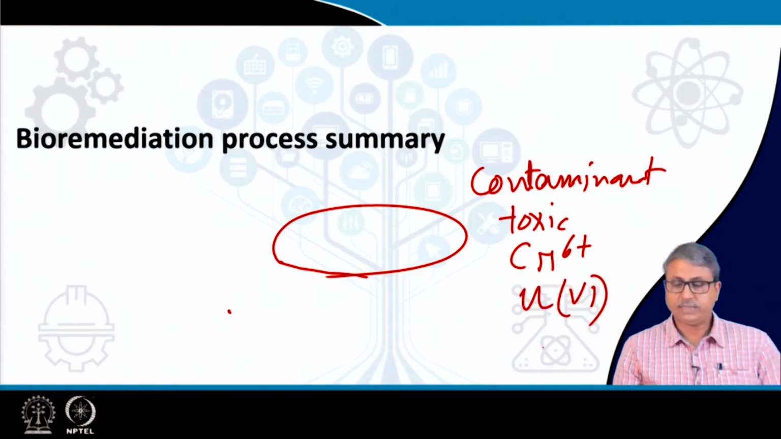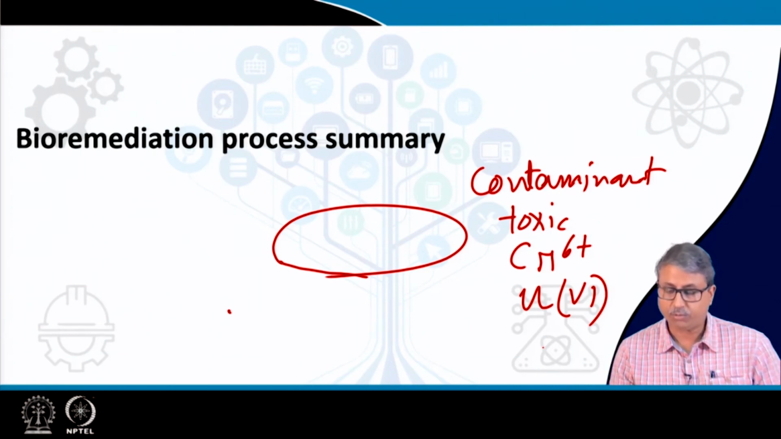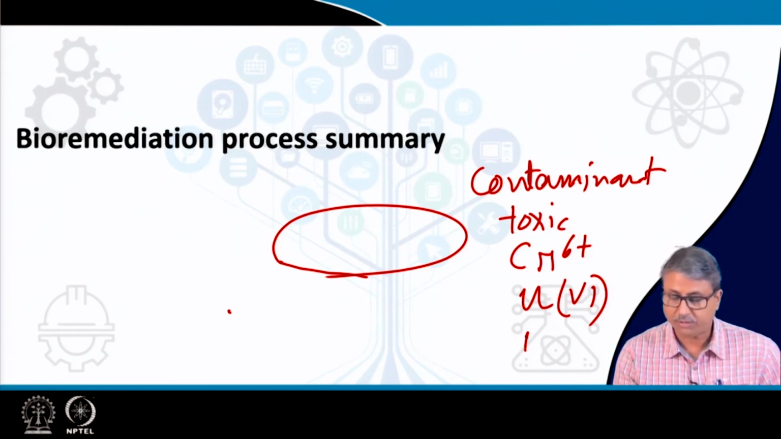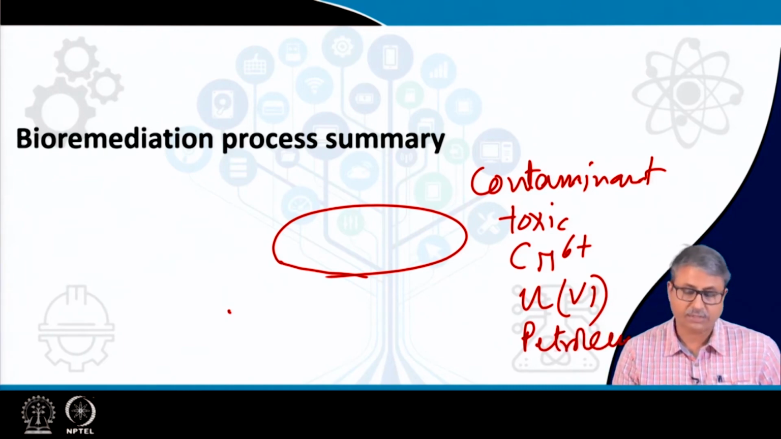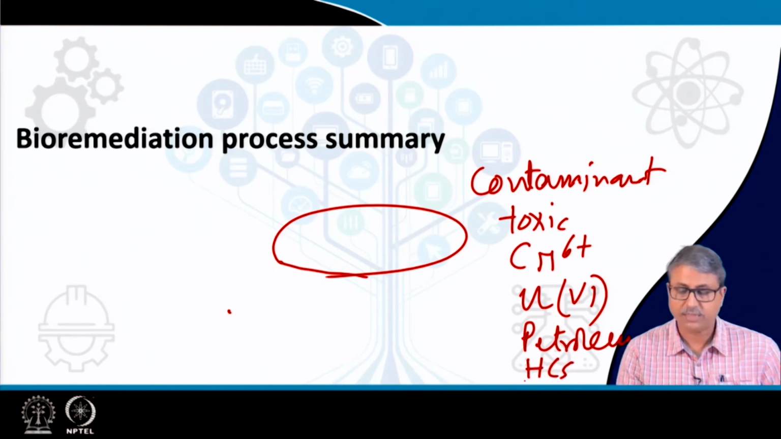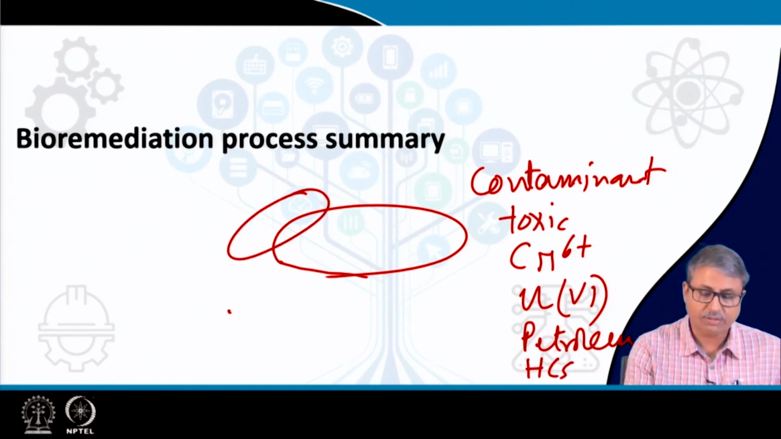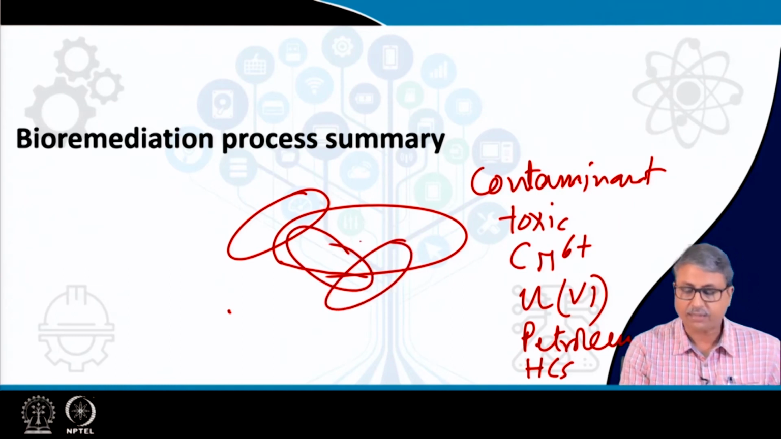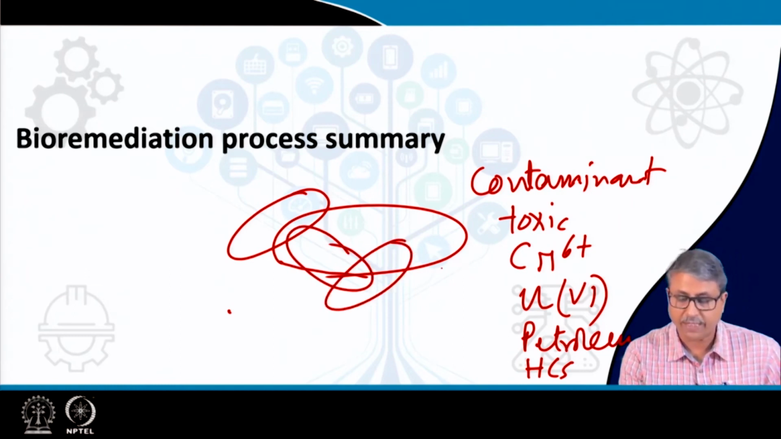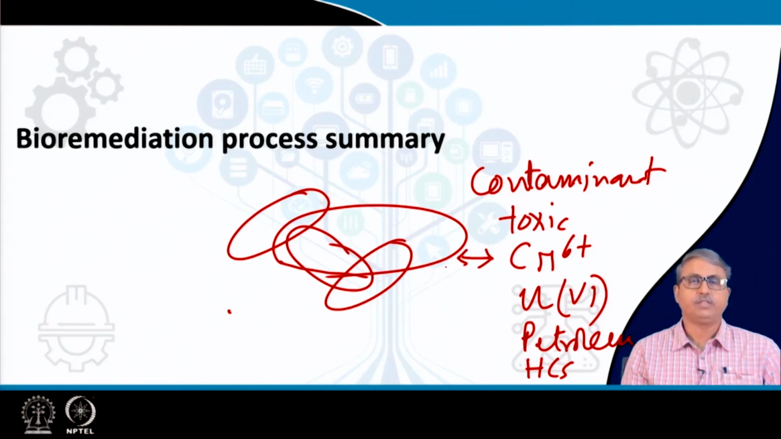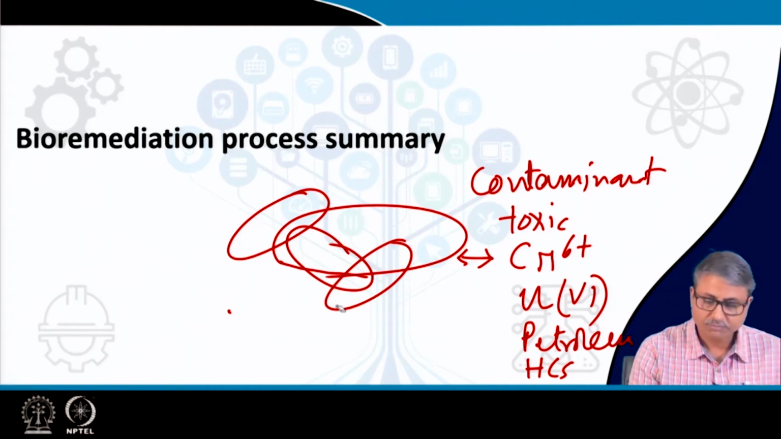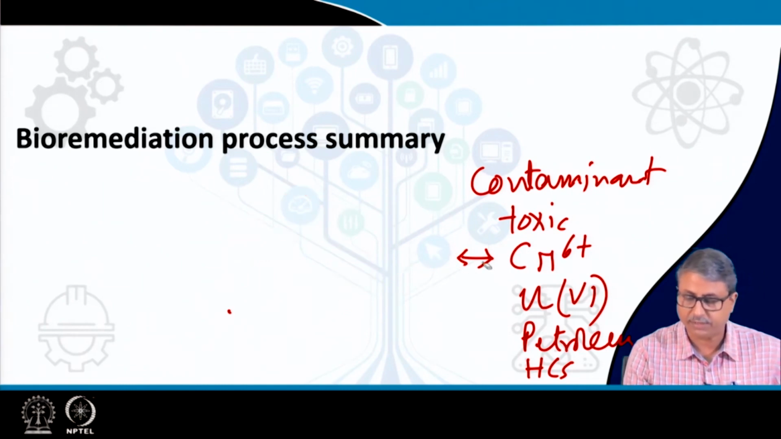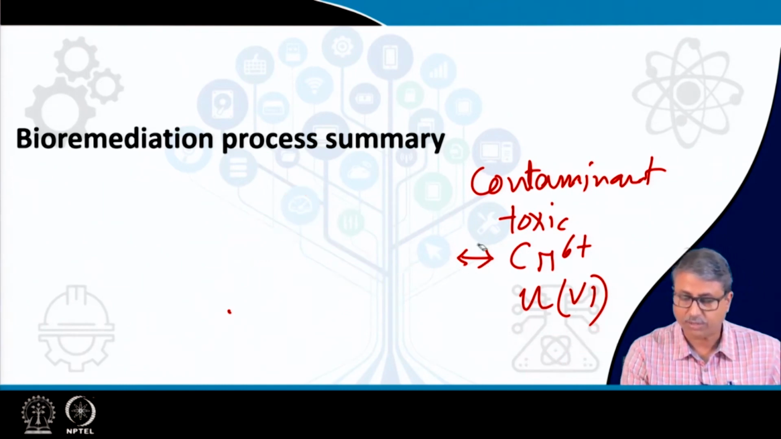So, whether it is a toxic contaminant like chromium or uranium, or maybe petroleum, or whatever may be the contaminant, or maybe even plastics or other hydrocarbons (HCs), the microorganisms which live in the natural environment are capable of transforming and interacting with these toxic contaminants. So, the basic concept again is quite simple, that the microorganisms interact with these toxic contaminants.